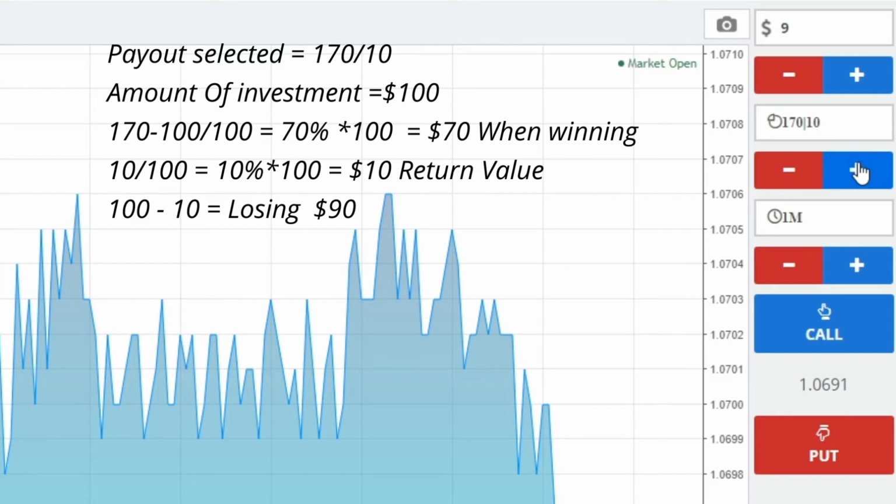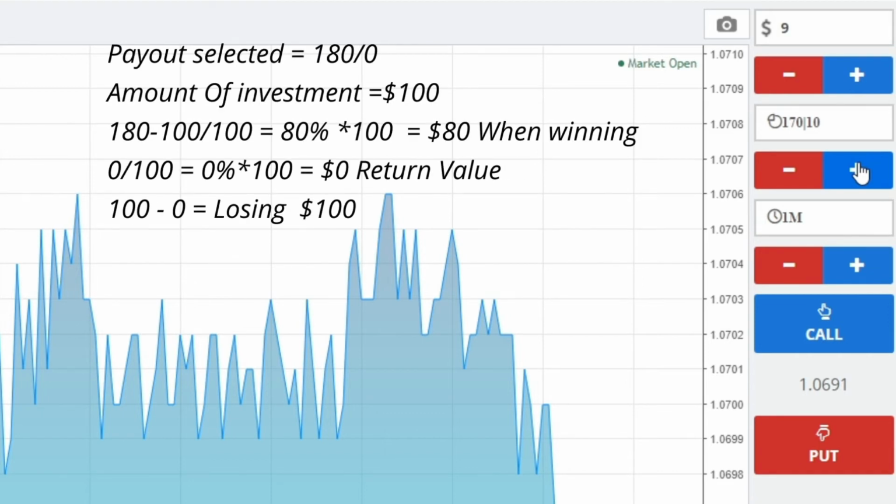profit, you will profit $70, and if you lose, you will lose $90 because the return amount is $10. In other words, the system returns $10 of the total amount of the investment, which in our case is $100. The same applies to 180 over 0. For example, this payout value gives the maximum amount of profit, but you're compromising the whole amount of investment when losing because the refund value is 0.